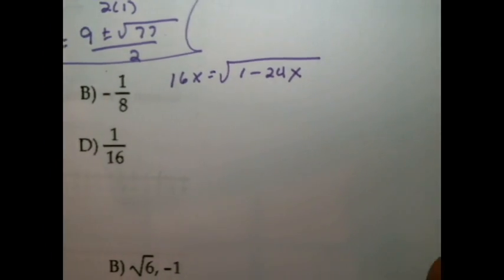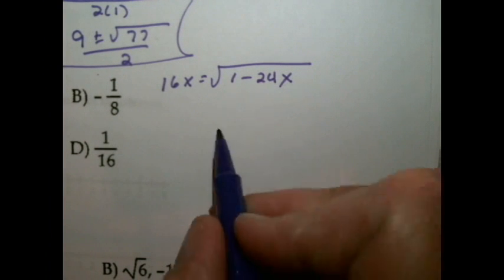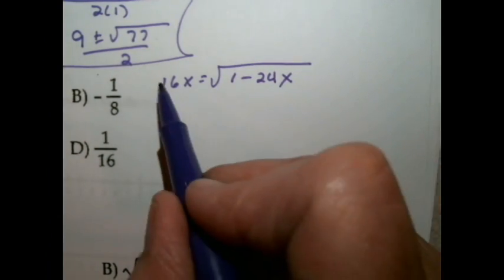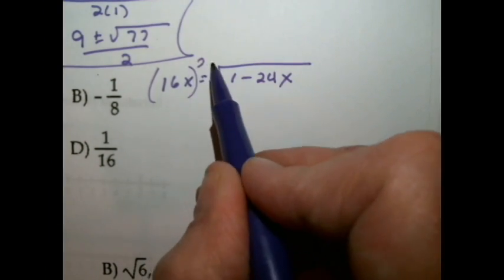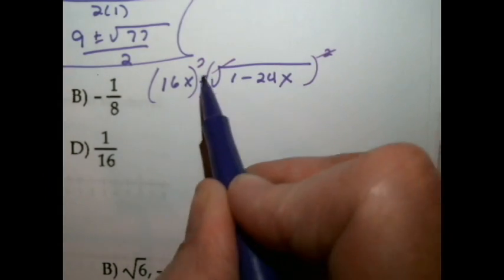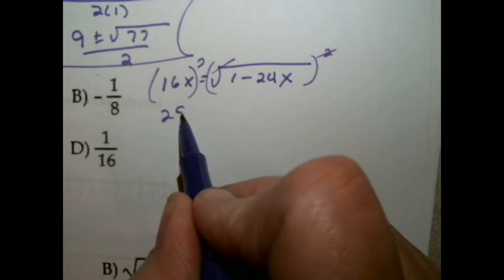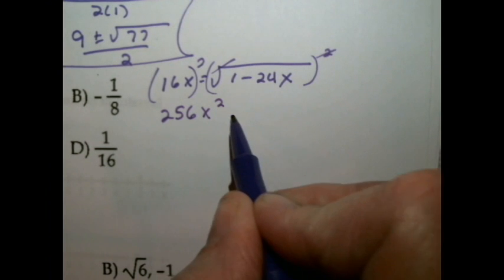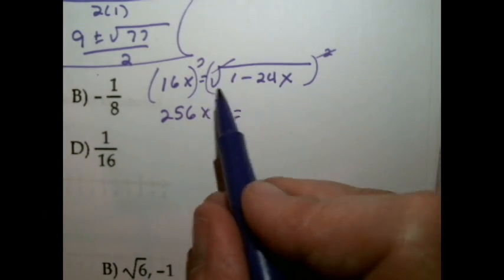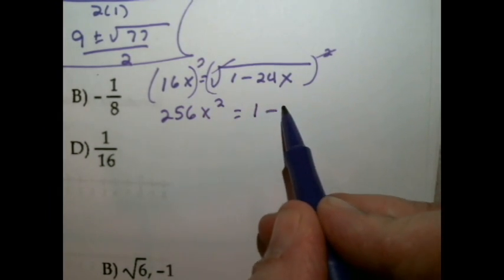16x equals the square root of 1 minus 24x. Okay, the radical's already by itself, so I'm just going to square both sides to begin with. 16 squared is 256, so 256x squared equals, when I square this, I cancel out the radical, so 1 minus 24x.